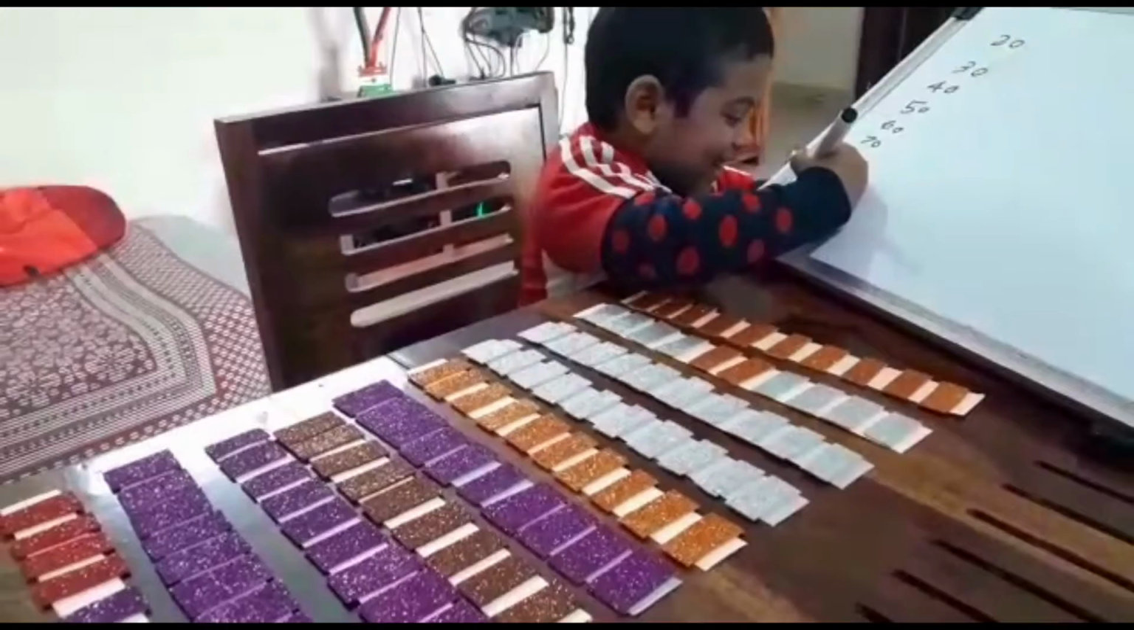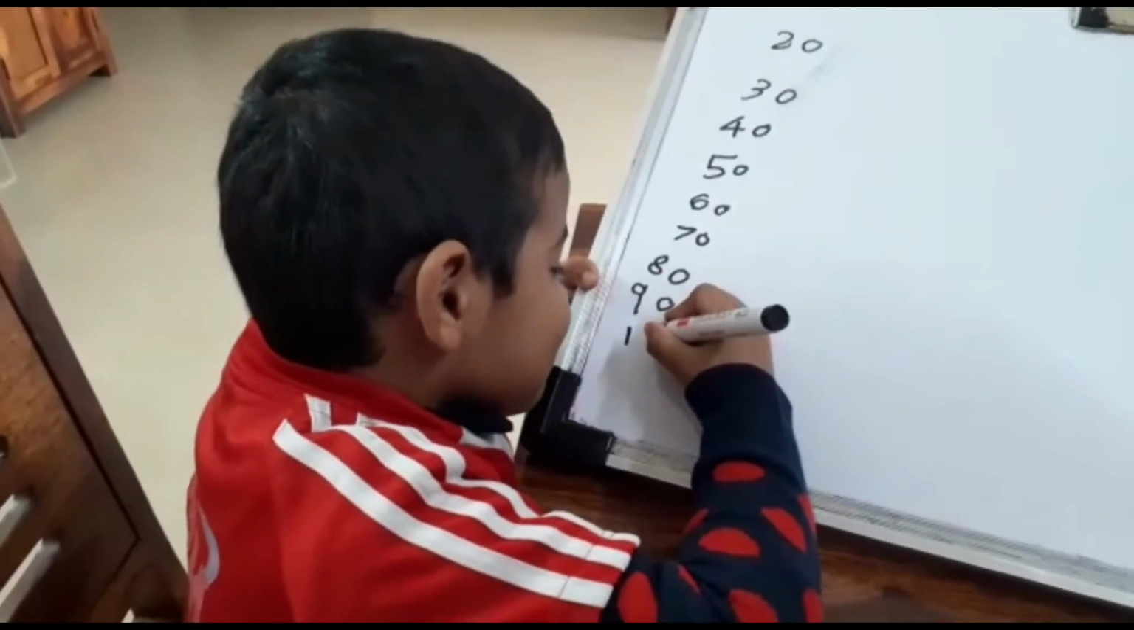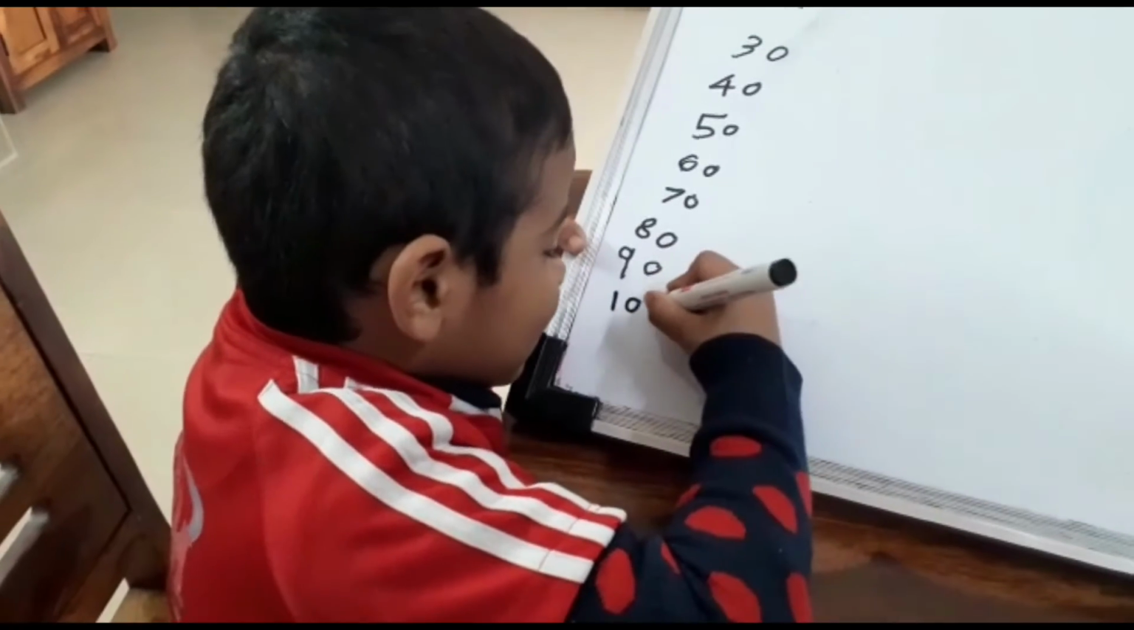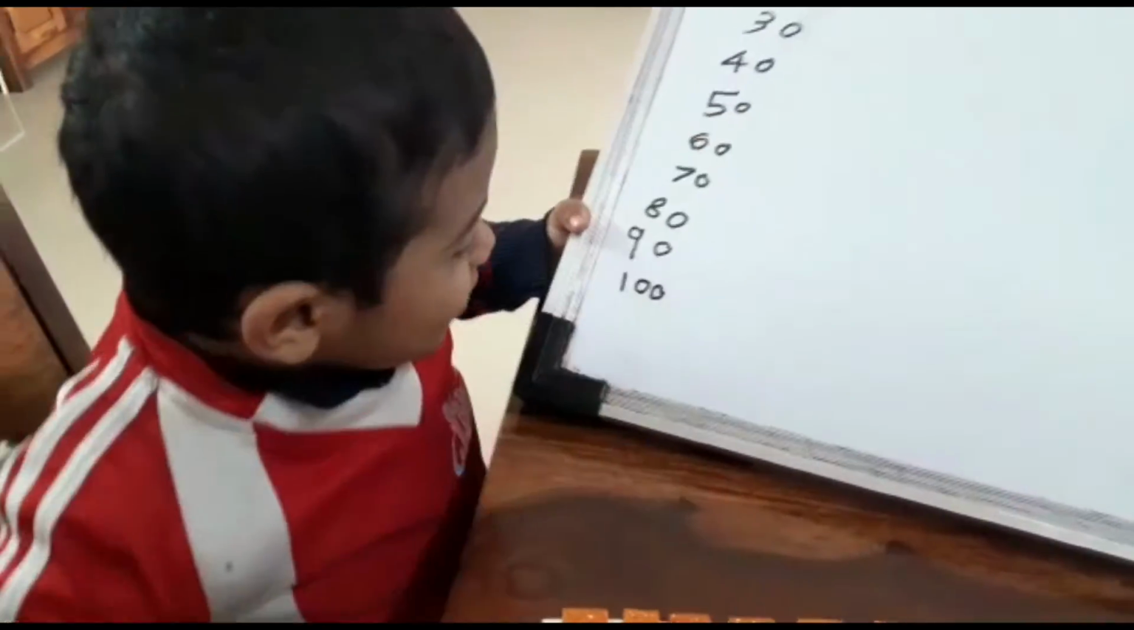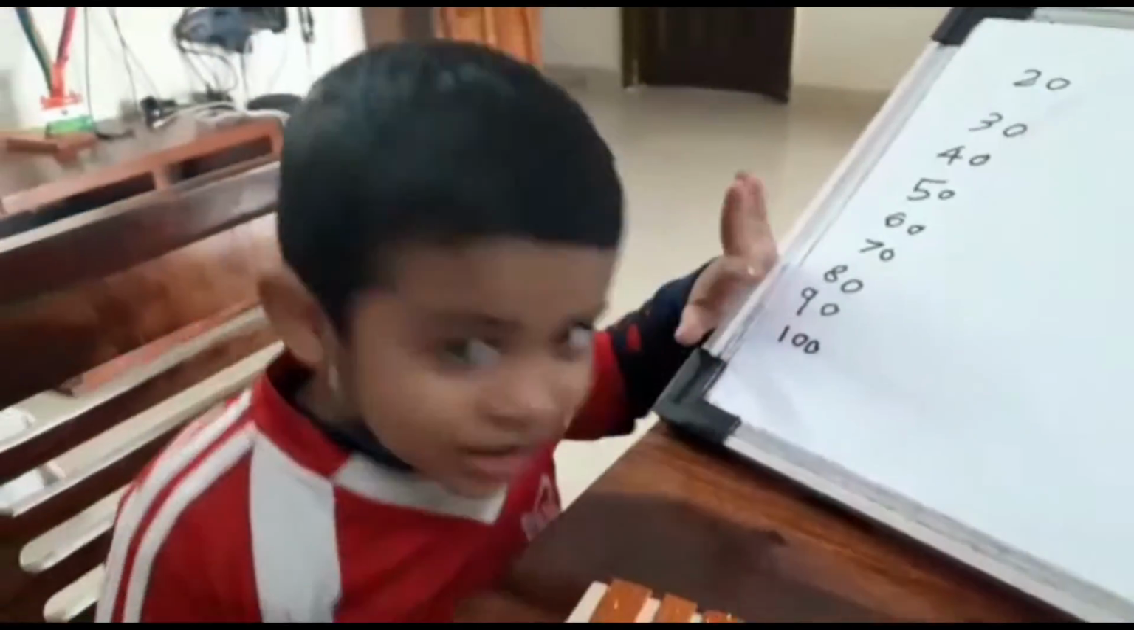100. How do you write 100? Read, please. Read the number again. How do you write 100? 1, 0, 0.